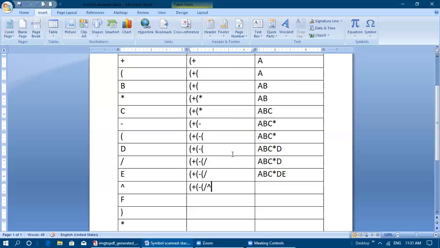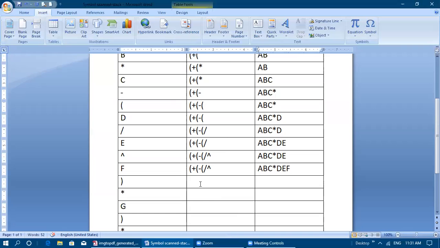Understood? Because the operator at the top of the stack, the division, does not have the same precedence or higher precedence than the scanned operator, we are pushing this operator into the stack. Now what will be the output? The output will be the same expression only. Now we scan the operand, so you rewrite the stack elements the same as the previous one. Now after this E, we insert the F.